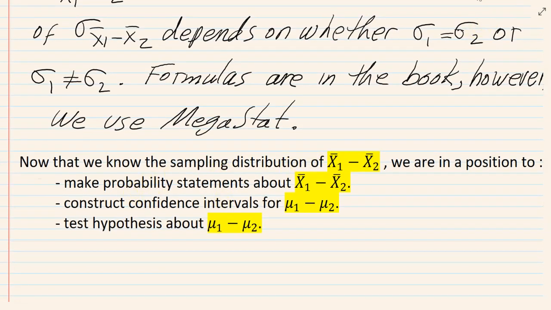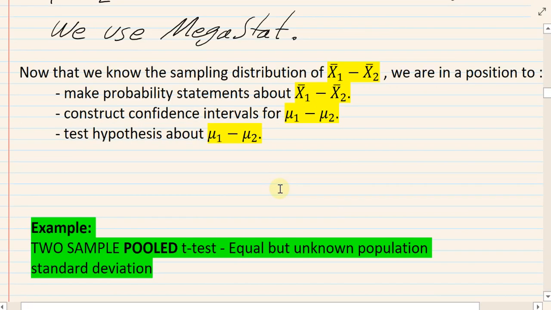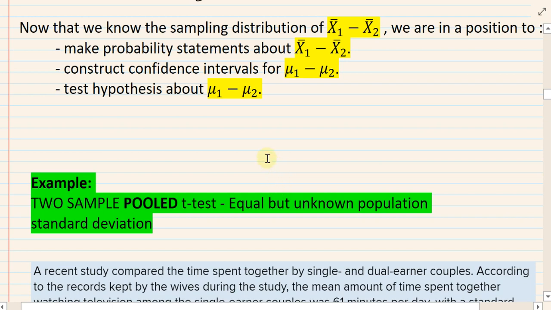And as always, once we have the probability distribution of a statistic, its sampling distribution, then we can make probability statements about that statistic, and we can further go and construct confidence intervals and test hypotheses about the parameters of the population. So it's a good thing that we know the sampling distribution for x bar 1 minus x bar 2. Now, let's take a look at an example of how this is going to work.